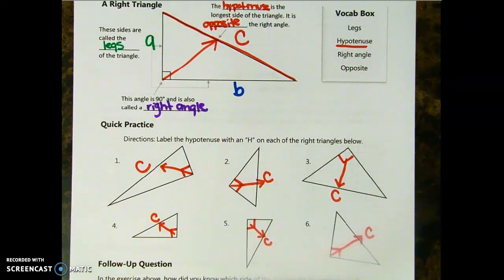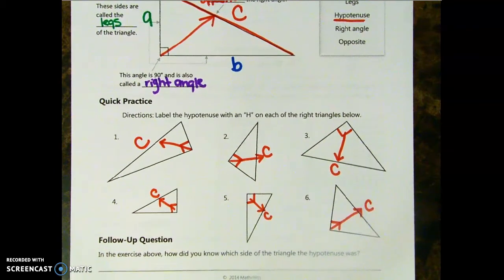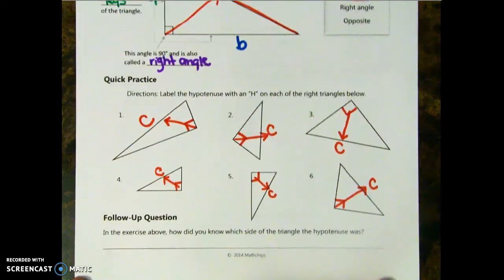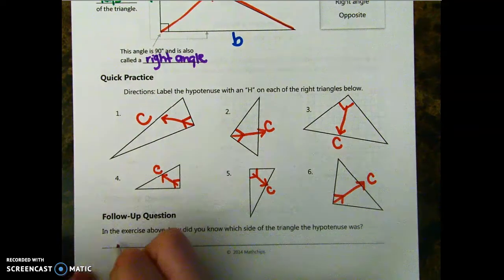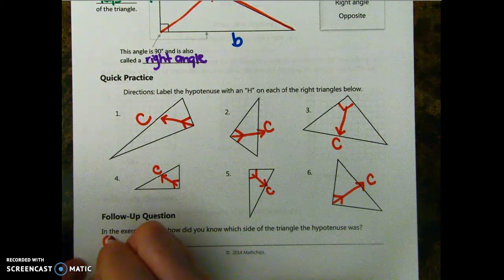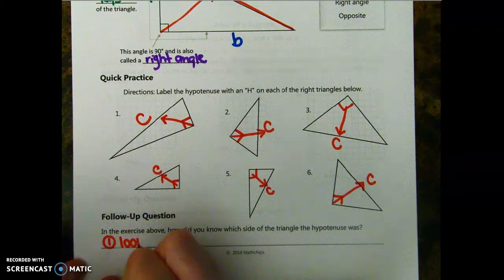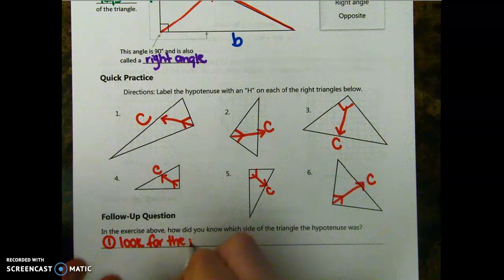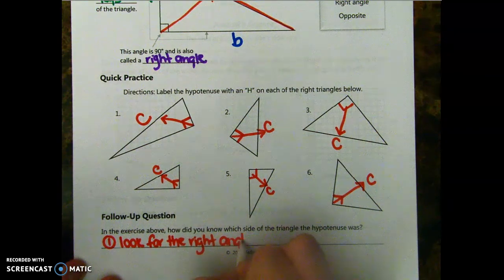So a follow-up question in the exercise above: how did you know which side of the triangle the hypotenuse was? I looked for the right angle, and then I drew an arrow to the opposite side.